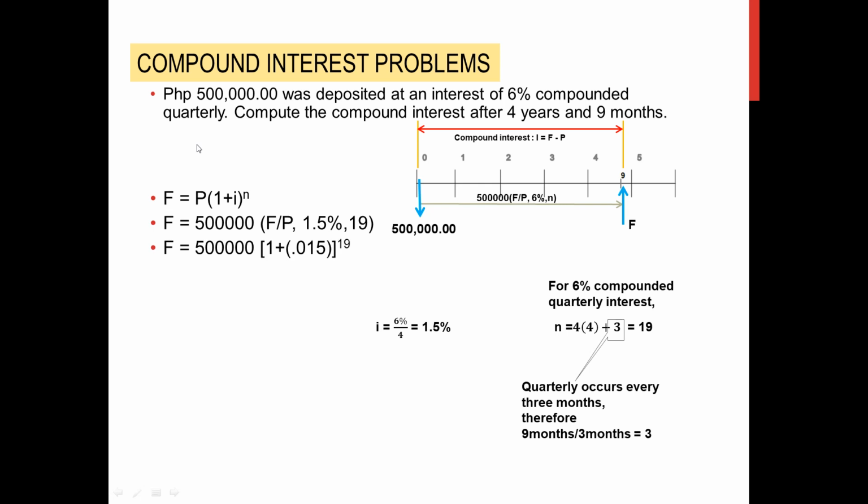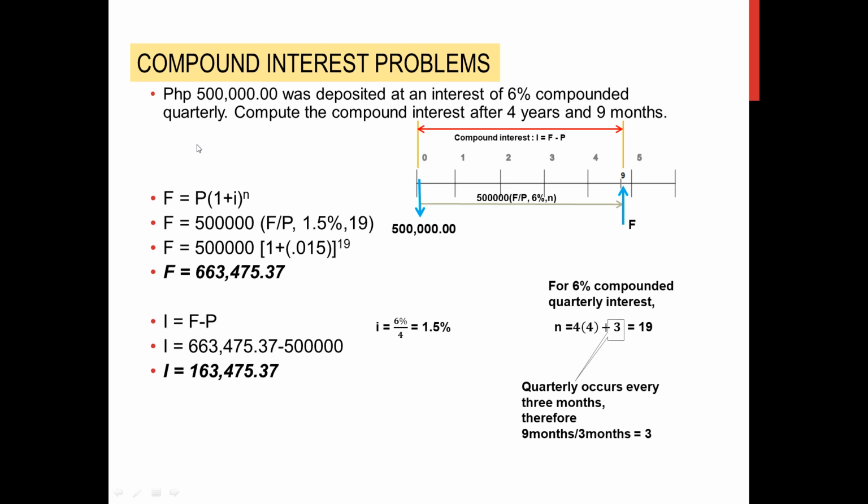So we substitute the values, we get 663,475.37 pesos. So with this, we can subtract or get the difference between the future and the present, and that will be the interest. That will equate to 163,475.37 pesos. Okay, so that's it for this problem.